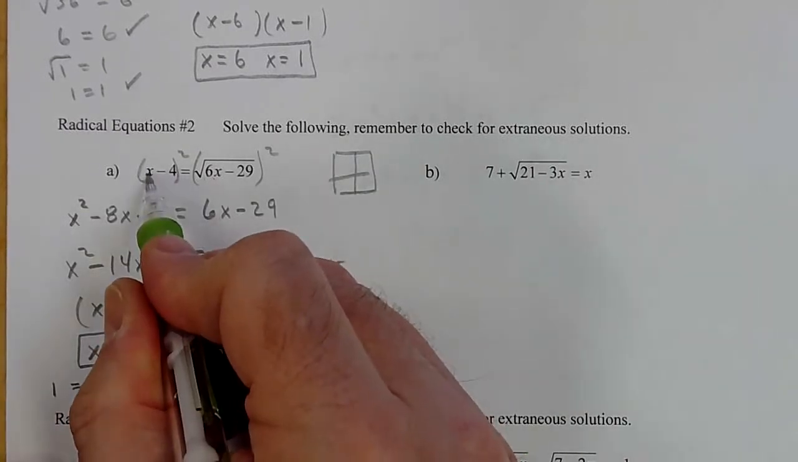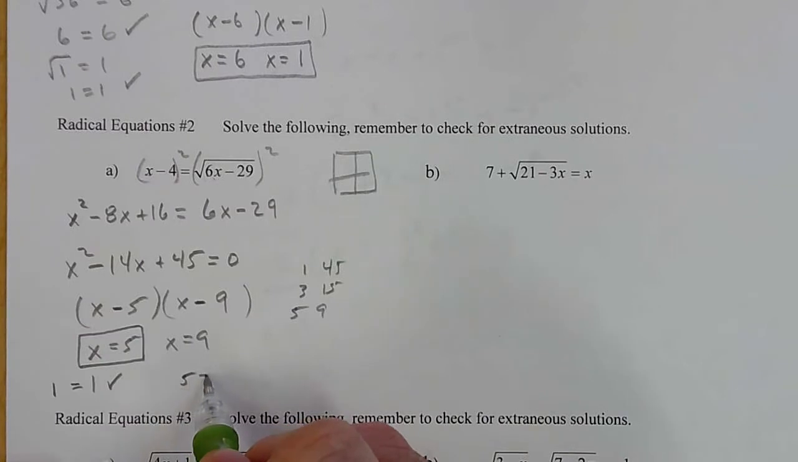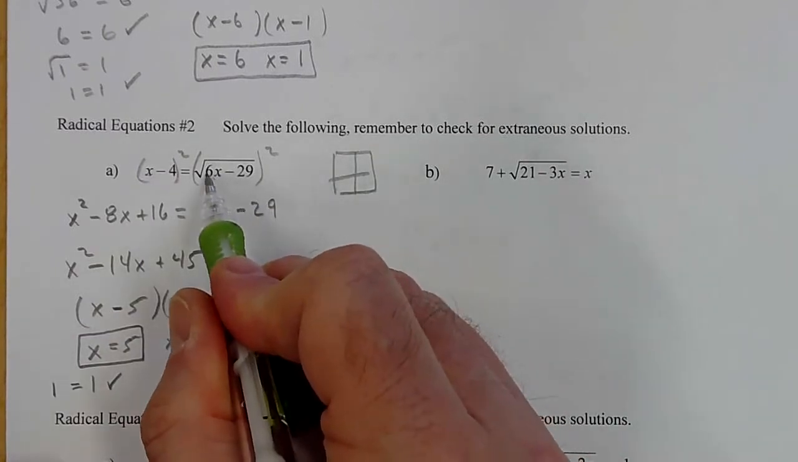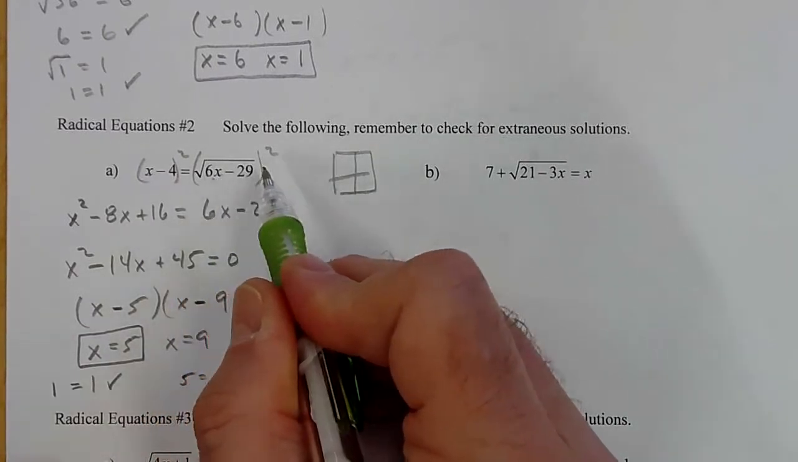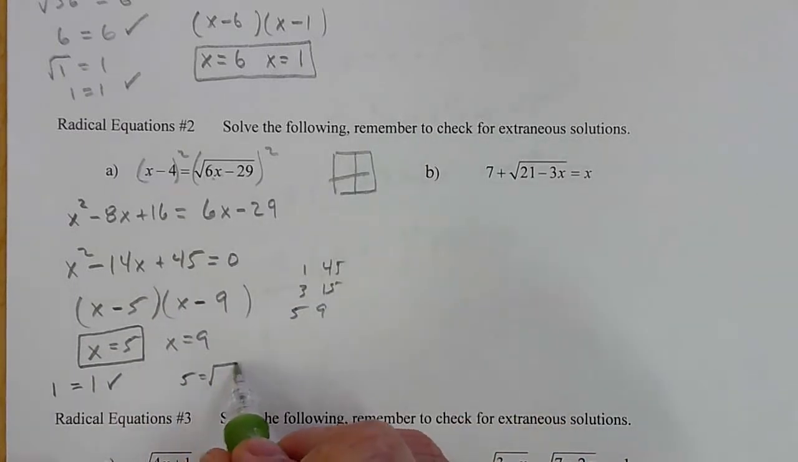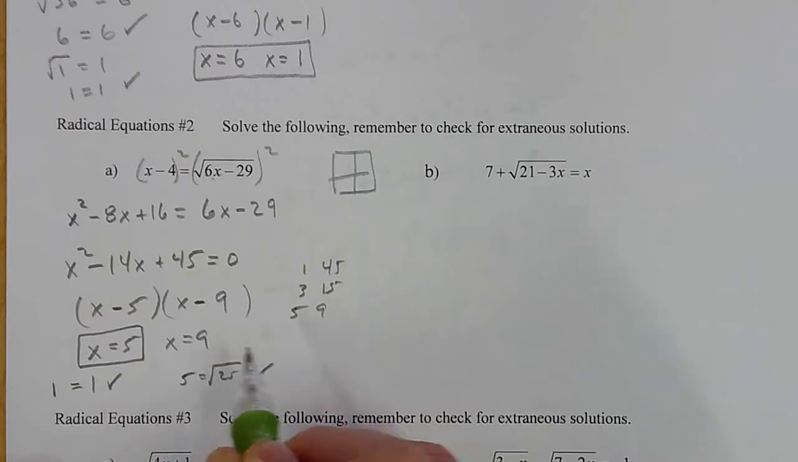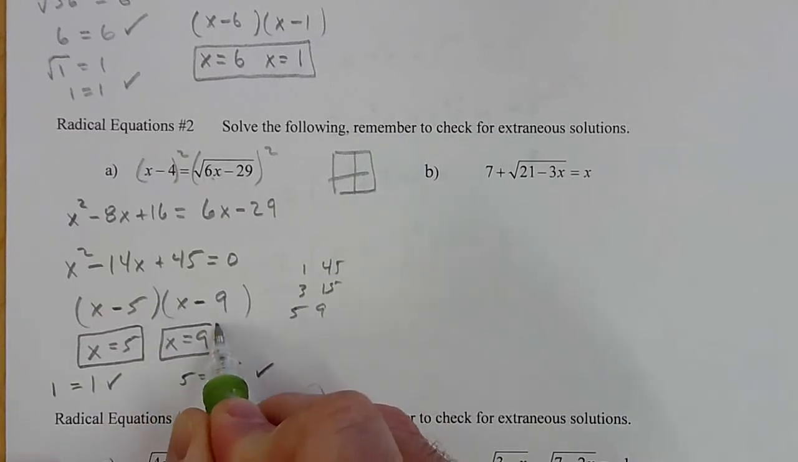And if I put 9 over on this side, that side turns into a 5. If I put a 9 right there, 6 times 9 is 54. 54 minus 29 is 25, and the square root of 25 is 5. So that also works. Both answers are good to go.